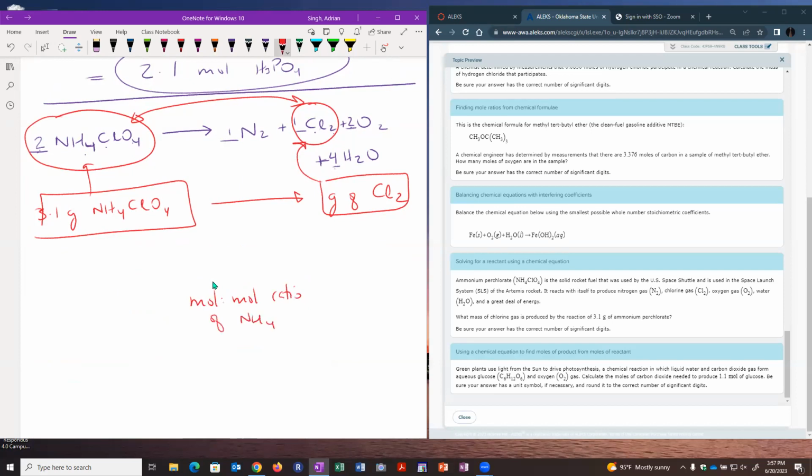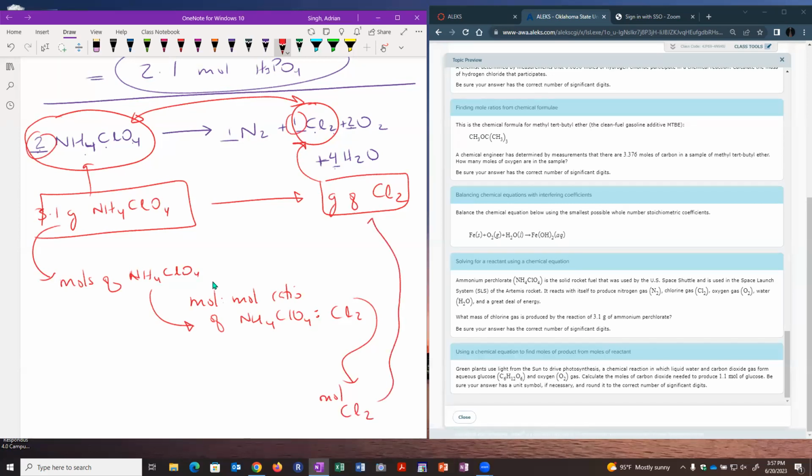The NH4ClO4 to the Cl2. And that is from the equation, a 2-to-1 ratio. But we're not given moles to start with, we're given grams. So we first of all need to convert the grams into moles of NH4ClO4. Then we can use our mole to mole ratio to convert moles of the ammonium perchlorate to the moles of chlorine. As a result of that, we'll get the moles of Cl2. Once we get to moles of Cl2, then we can convert that to the grams of Cl2.